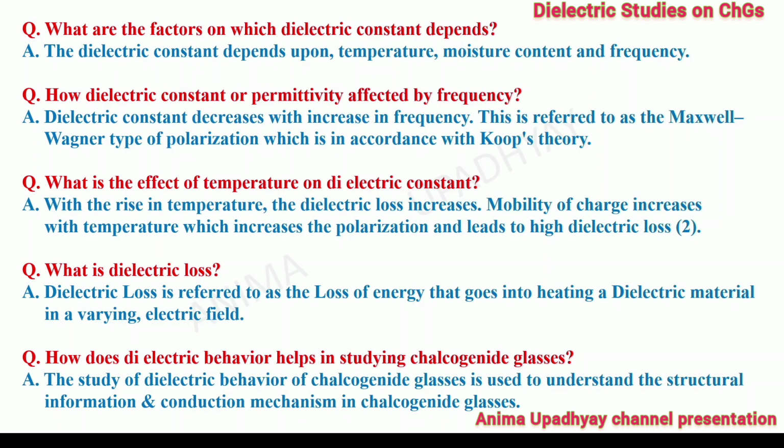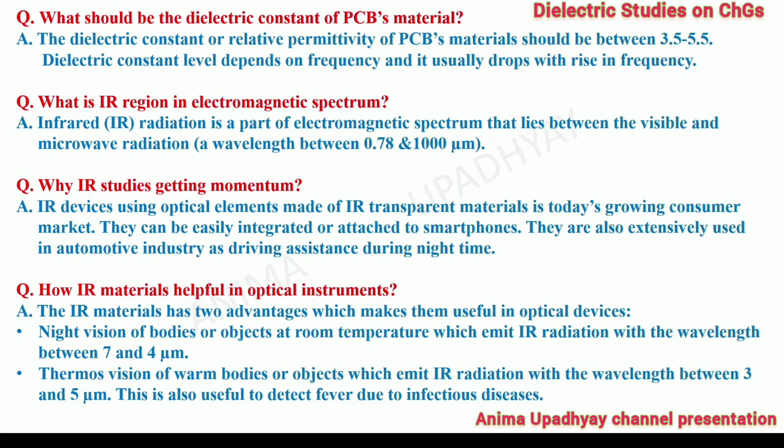How does dielectric behavior help in studying chalcogenide glasses? The study of dielectric behavior of chalcogenide glasses is used to understand the structural information and conduction mechanism in chalcogenide glasses. What should be the dielectric constant of a PCB material? The dielectric constant or relative permittivity of PCB materials should be between 3.5 to 5.5.